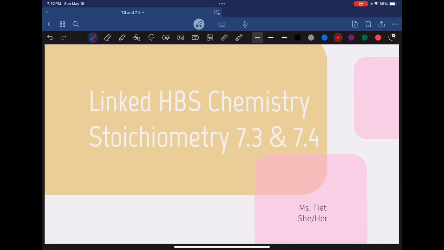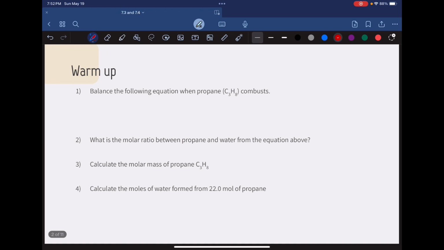Hi, welcome to section 7.3 and 7.4 of stoichiometry. Take a pause and work on these 4 warm-up problems and then let's check your answer.